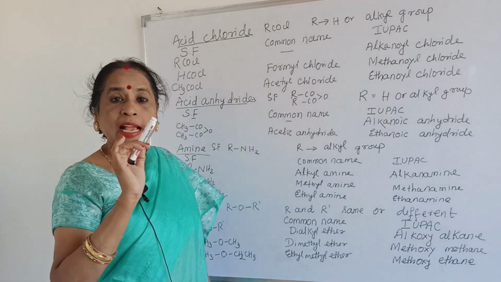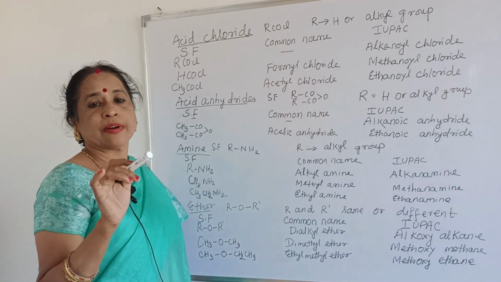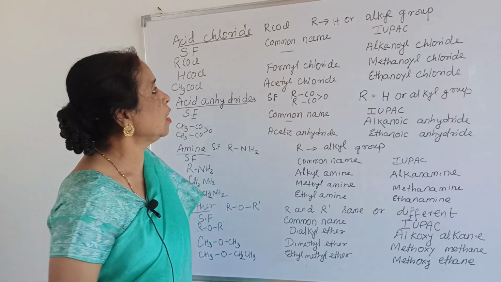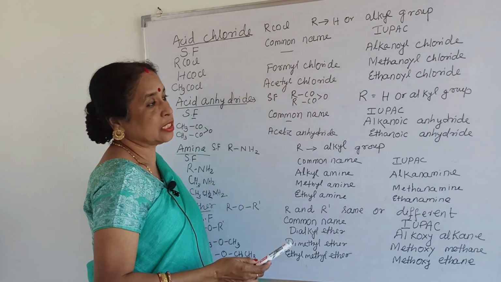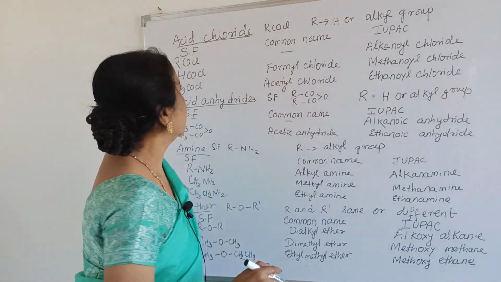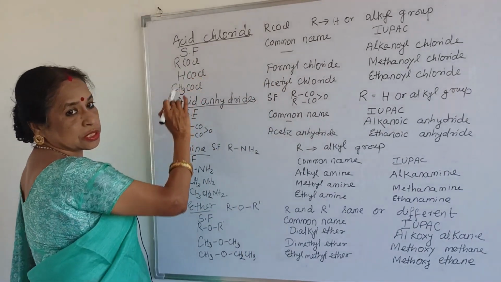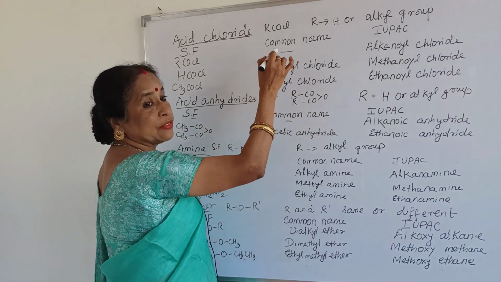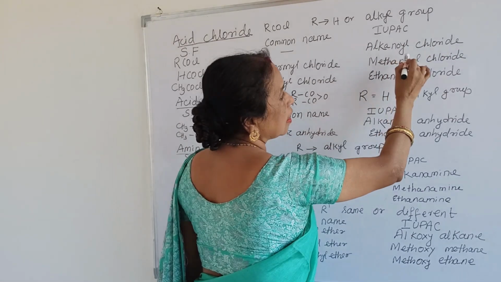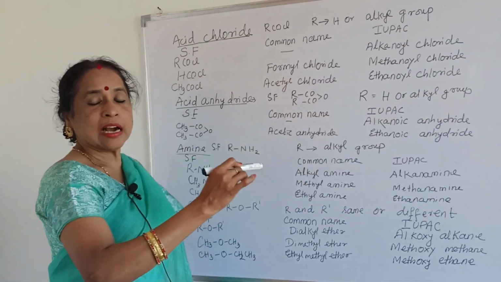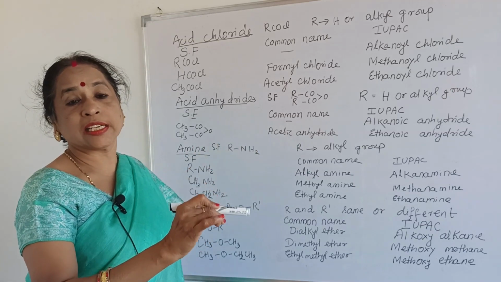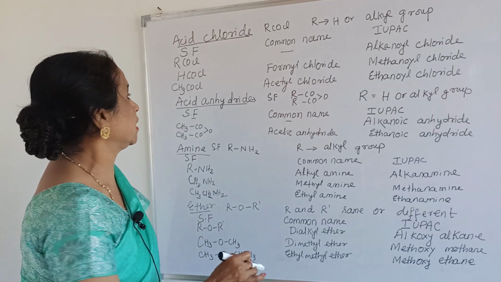Acid chloride. Acid chloride is also a derivative of acid, where the OH group of acid is replaced by chlorine. So the structural formula is RCOCl, where R may be hydrogen or any alkyl group. The common name refers to the common name of the acid. In the IUPAC name, it is alkanoyl chloride. Alkanoyl comes from the word alkanoic acid, which is the IUPAC name of acid.